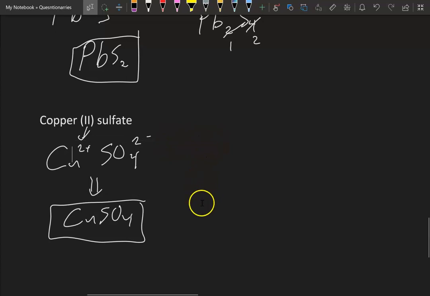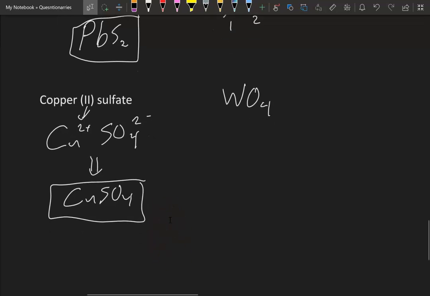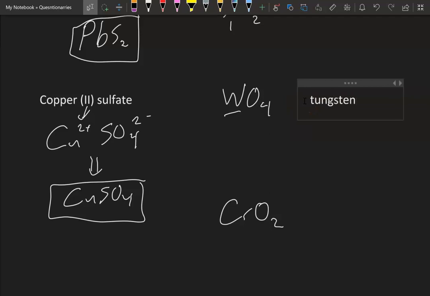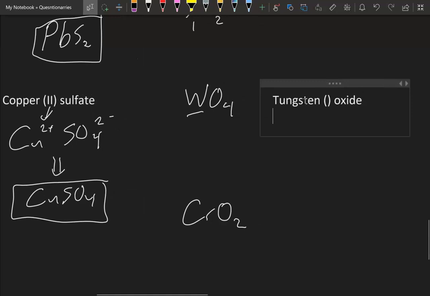All right, so let's do a couple more here. So let's say we have WO4, and then let's do one more here, CrO2. Let's start off with the tungsten. What we're going to do is name the compound. So this is going to be tungsten something oxide. What we need to do is figure out what goes in the parentheses.